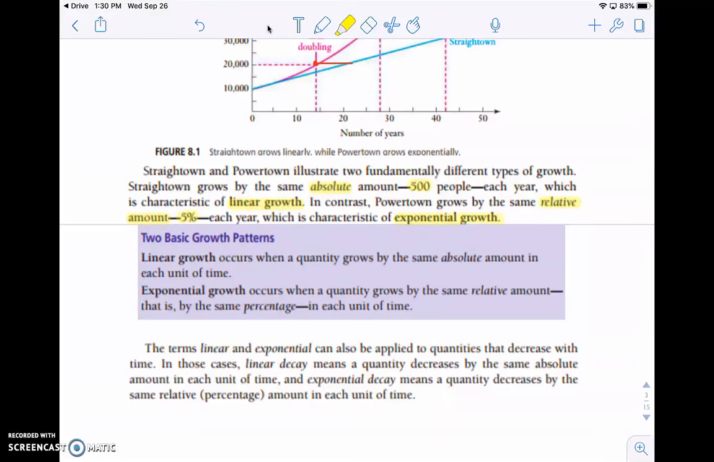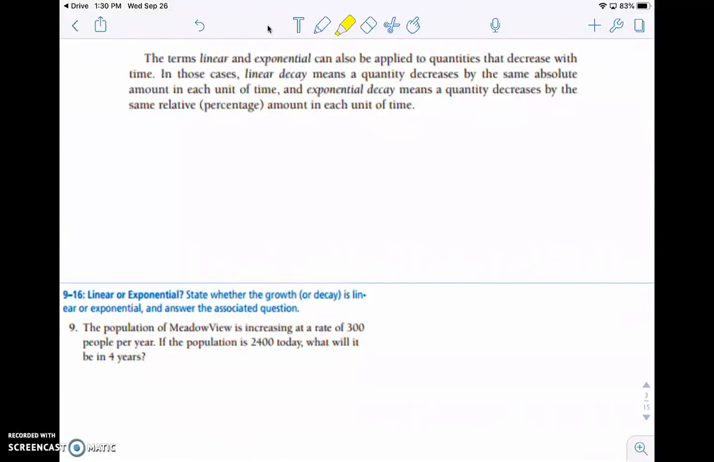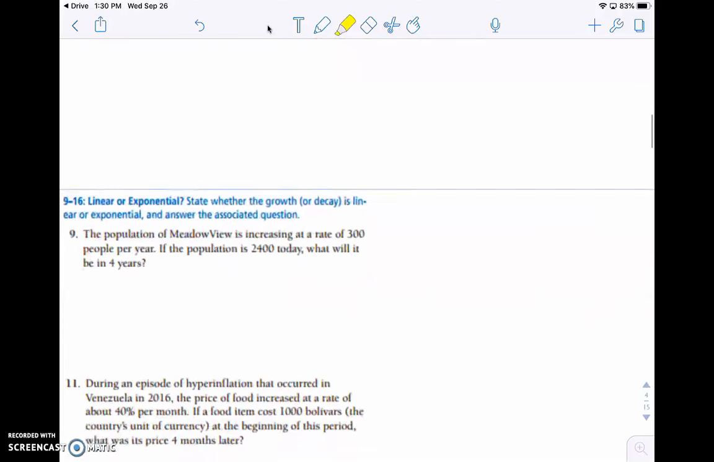So linear growth is when the quantity grows by the same absolute amount in each time unit. Exponential occurs when the quantity grows by the same relative amount or percentage in each unit time. Now, the terms linear and exponential can also apply to quantities that are decreasing over time. Sometimes you'll hear me refer to those as linear decay or exponential decay. That just means we're decreasing by that same absolute amount, or we're decreasing by some relative percentage per unit time. So it can go both ways.